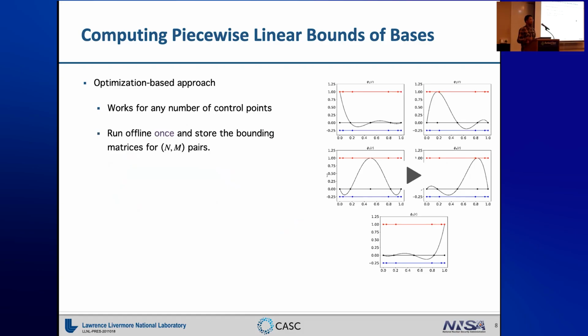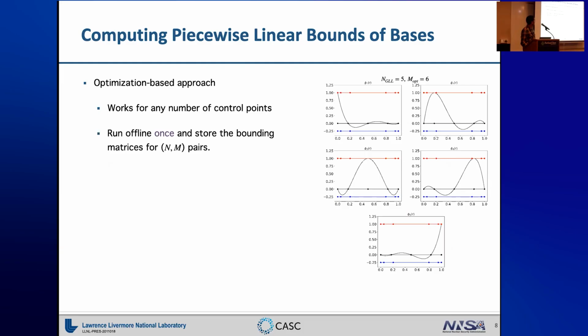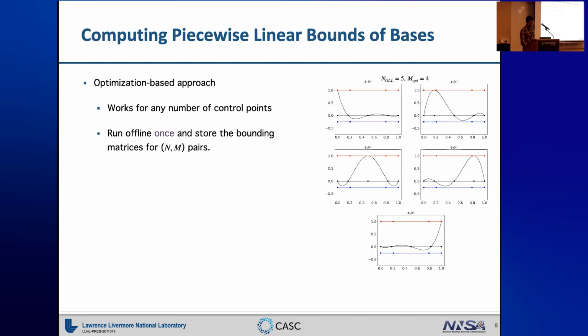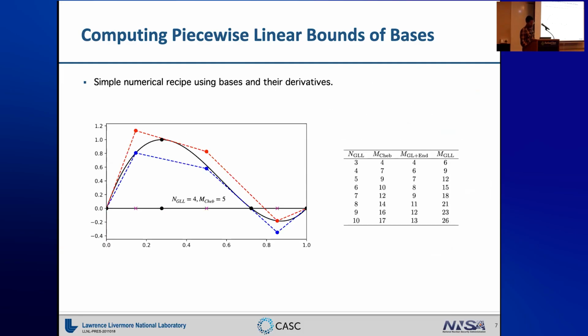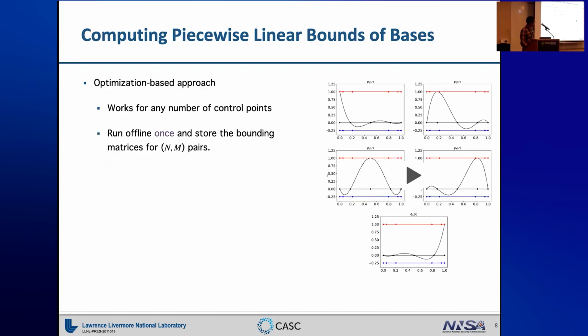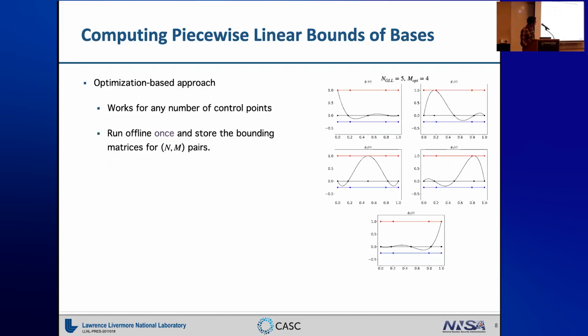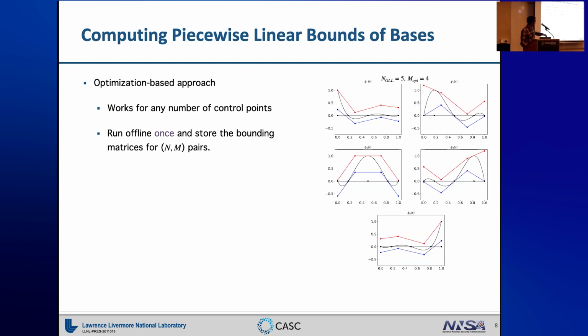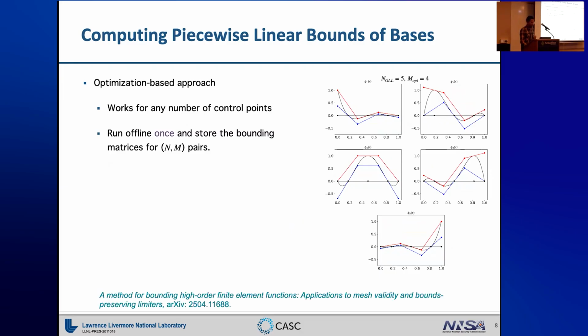So in this case, the user just specifies the number of control points, and we figure out the rest. The animation was supposed to play. Oh, okay, it's playing. I think there's one animation for 6 control points, and this is for 4. So as you can see, by solving an optimization problem, you can bound them for any number of points. And we talk about this in a recent paper.